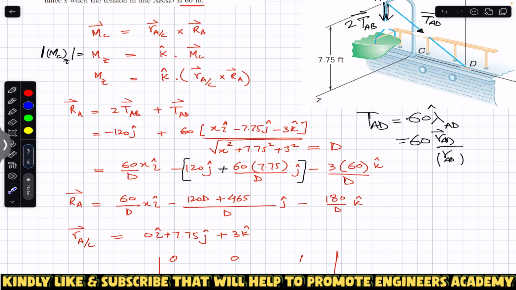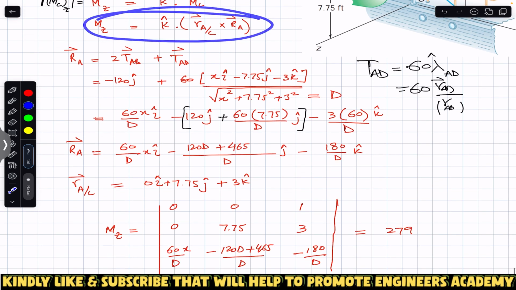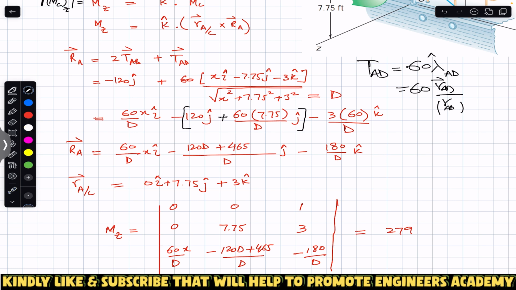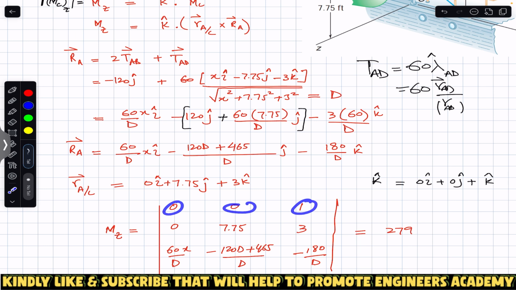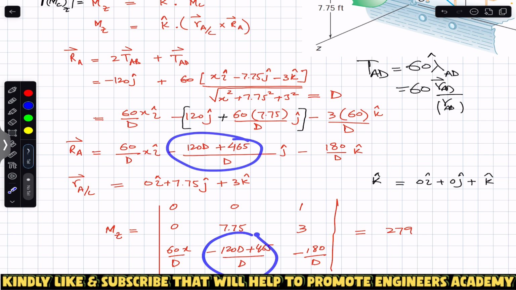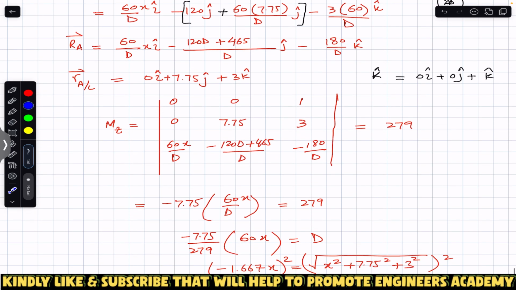Since this is the mixed product, we can find Mz, and the k unit vector can be written as 0i plus 0j plus 1k. So now we can write this dot product in determinant form. The first row is 0 0 1, representing k. The next row represents the position vector of A relative to C: 0, 7.75 and 3. The last row is the resultant force at A: 60x divided by d, then minus 180 divided by d. Now if you find this determinant, for this term I can hide this row and column, and multiply by 0.